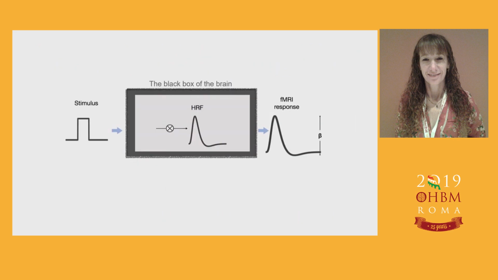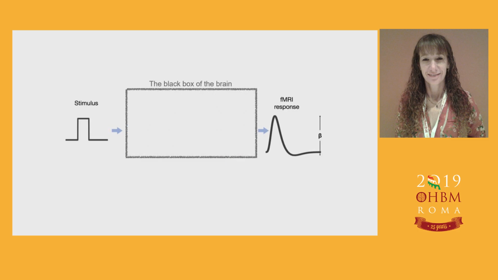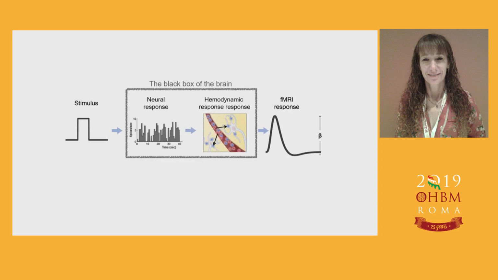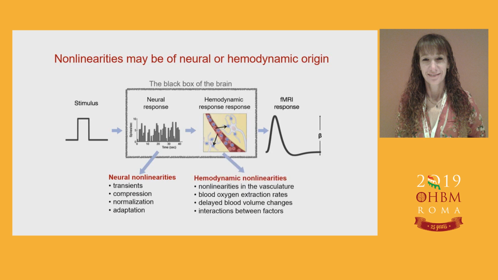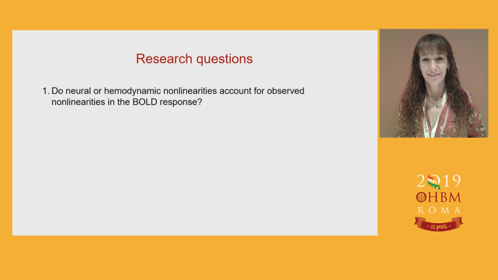So what are the sources of the nonlinearities? Let's look at the black box of the brain. There are two components to the black box of the brain. One component is a neural response that is evoked by the stimulus, and another component is a hemodynamic response. So nonlinearities may arise either from a neural origin or from a hemodynamic origin. The first question that we ask is, what is the source of the nonlinearities, neural or hemodynamic?